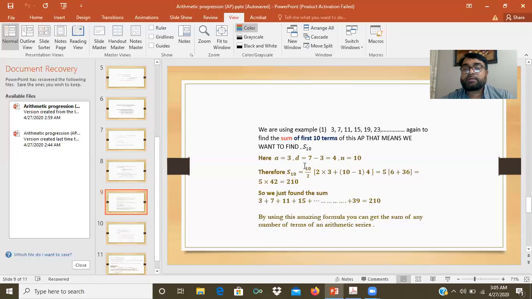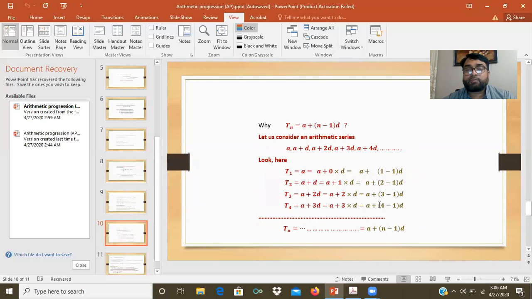If we want to use this formula, then a, d, n can all be found here: first term 3, d is 4 again, and n is the number of terms we are going to add up. Now putting into the formula, we get the sum, which is 210. That means 3 plus 7 plus 11 plus 15, and so on. The 10th term is 39, so if we add all the numbers in this sequence up to 39, that would be 210. So this is the formula that can help us find the sum of a certain number of terms in an arithmetic progression.